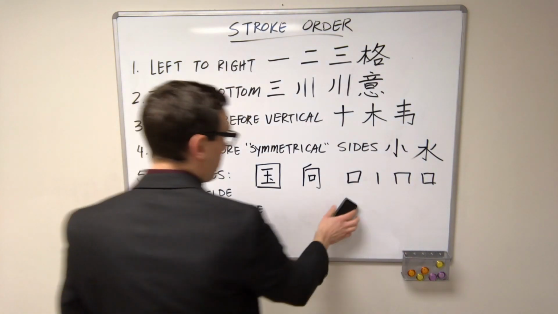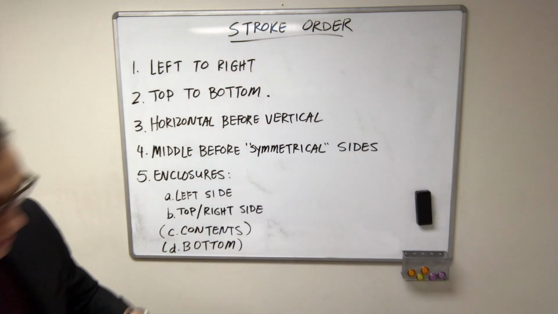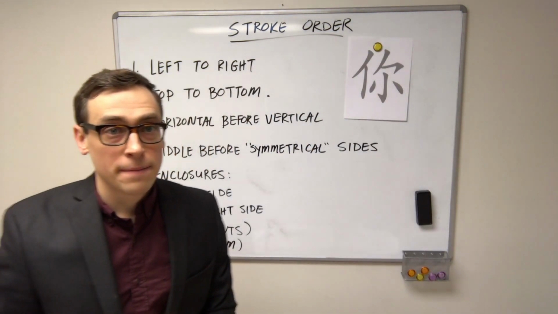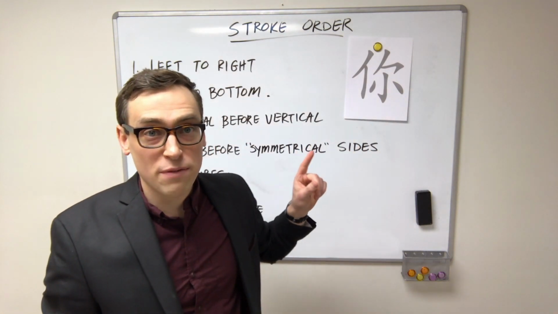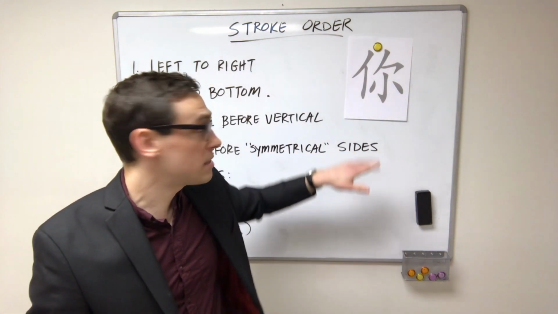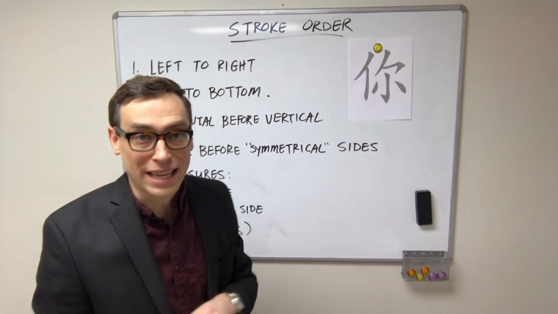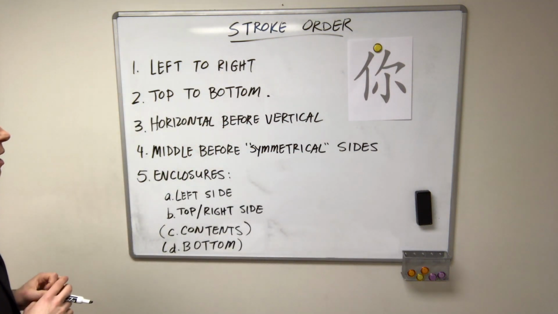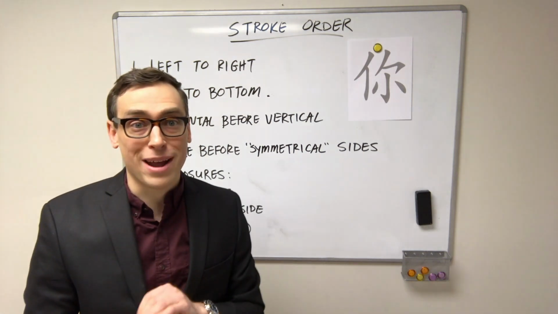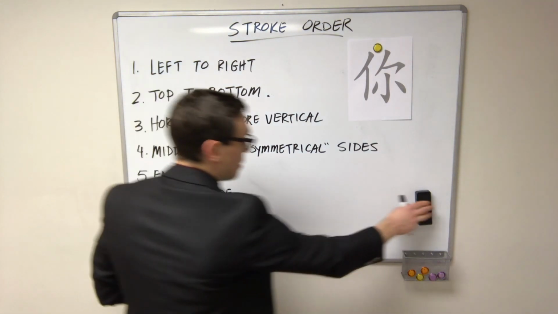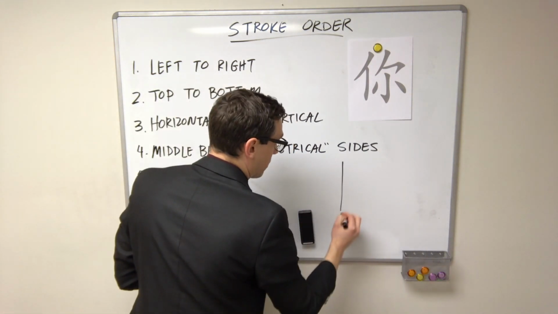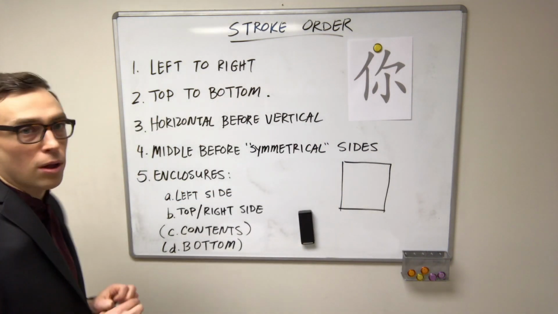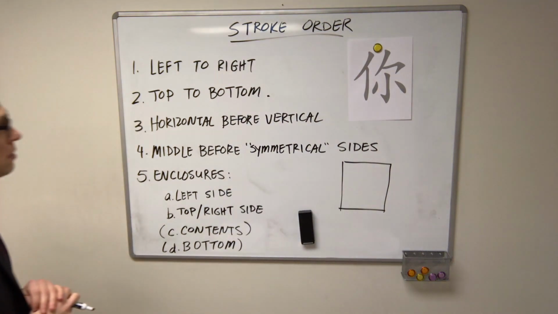Now time for a pop quiz. Okay, this should be pretty familiar to beginners. This is the second person pronoun ni, you, right? Ni. How should we go about writing this character? Let me give myself a nice standard character box here, slightly taller than it is wide.